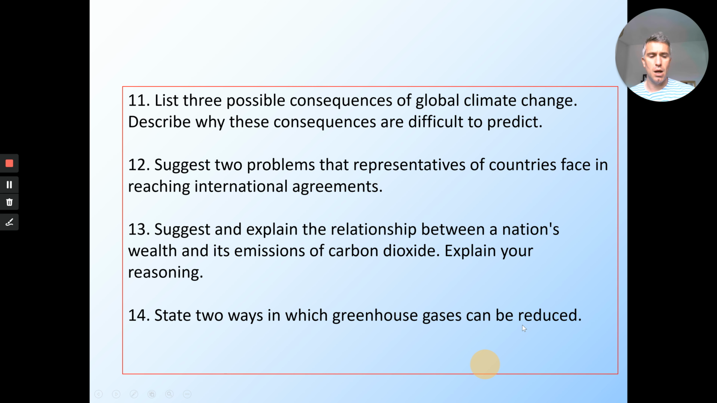So, the climate. List 3 possible consequences of global climate change. Describe why they're difficult to predict. Suggest 2 problems that representatives of countries face when reaching international agreements. Ooh, tricky. Suggest and explain the relationship between a nation's wealth and its emissions of carbon dioxide. Can you explain your reasoning? And state 2 ways in which greenhouse gases can be reduced. Quite high-level questions, but you're smart.